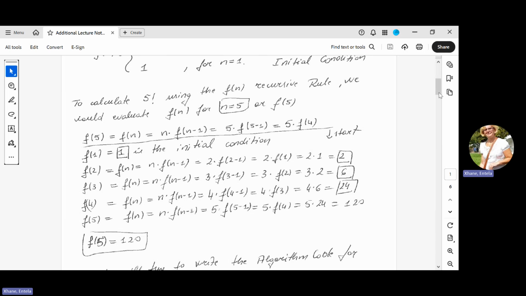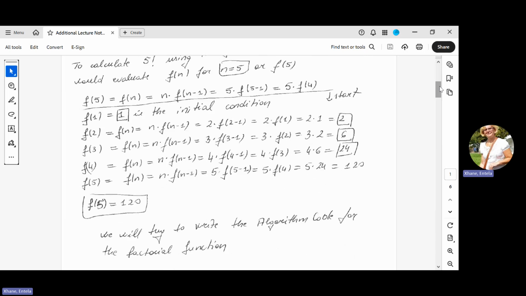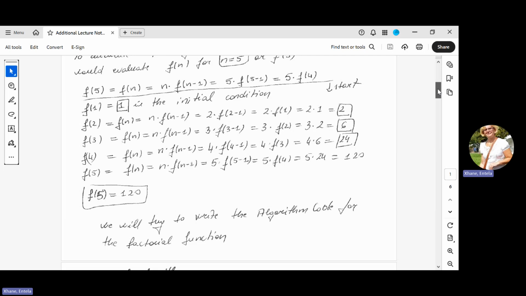Now we'll transition into f of 3, n in this case is 3. So this is going to be the product of n, which is 3, times f of n minus 1, which is f of 2. So this is 3 times 2. The value of f of 2 from the previous step is 2. So that's 6. Now this particular term, f of 3, will be used, using the recursive idea or the recursive rule, to get f of 4.